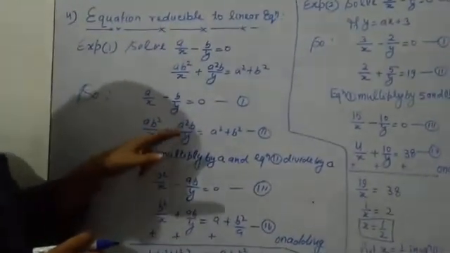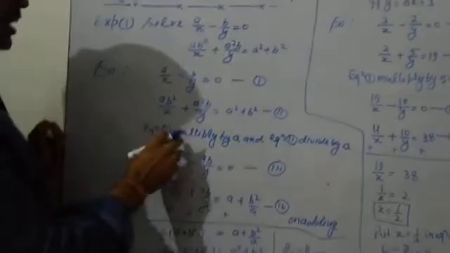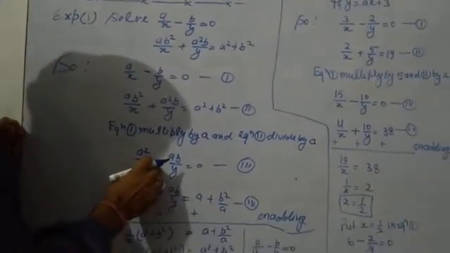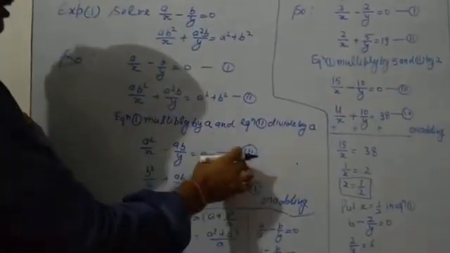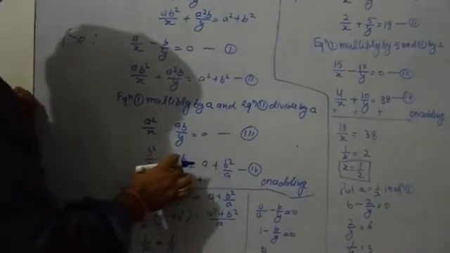a by x minus b by y equal to 0, and a b square upon x plus a square b upon y equal to a square plus b square. Equation 1 multiplied by a and equation 2 divided by a: a square by x minus ab by y equal to 0. This becomes equation 3. And dividing equation 2 by a: b square by x plus b by y equal to a plus b square by a.